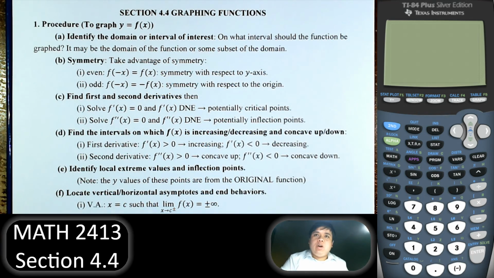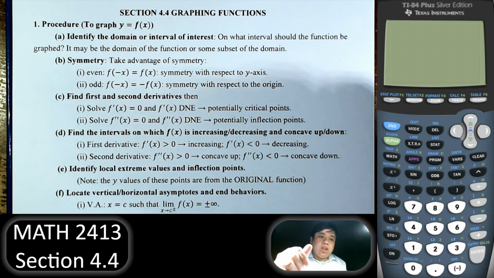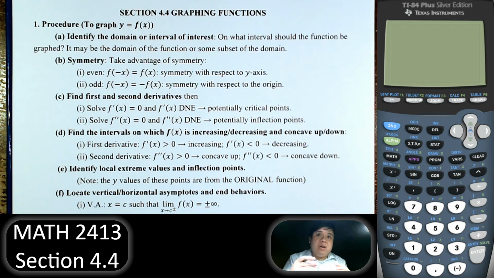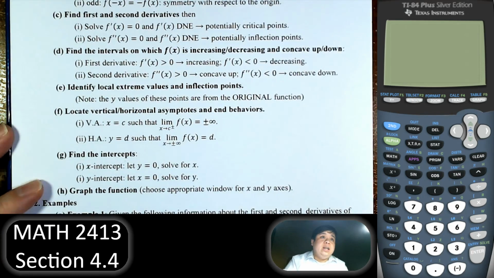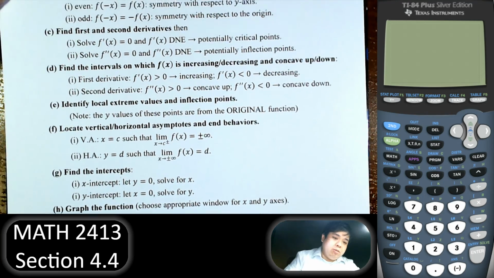In this section we combine what we learned in sections 4.1 and 4.2 and pretty much everything we learned before that in algebra, trigonometry, and precalculus. We put all of them together to graph a function. So this is pretty much everything we can do to graph the function.